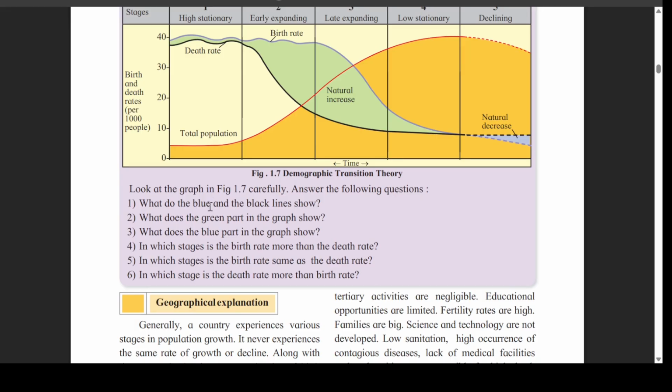Look at the graph in figure 1.7 carefully. Answer the following questions. What do the blue and black lines show? What does the green part of the graph show? What does the blue part of the graph show? In which stages is the birth rate more than death rate? In which stages is the birth rate the same as the death rate? In which stage is the death rate more than birth rate?